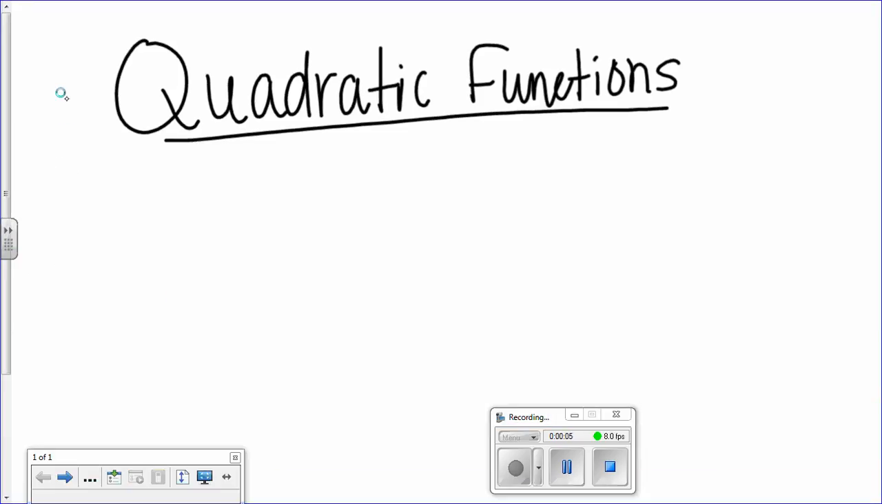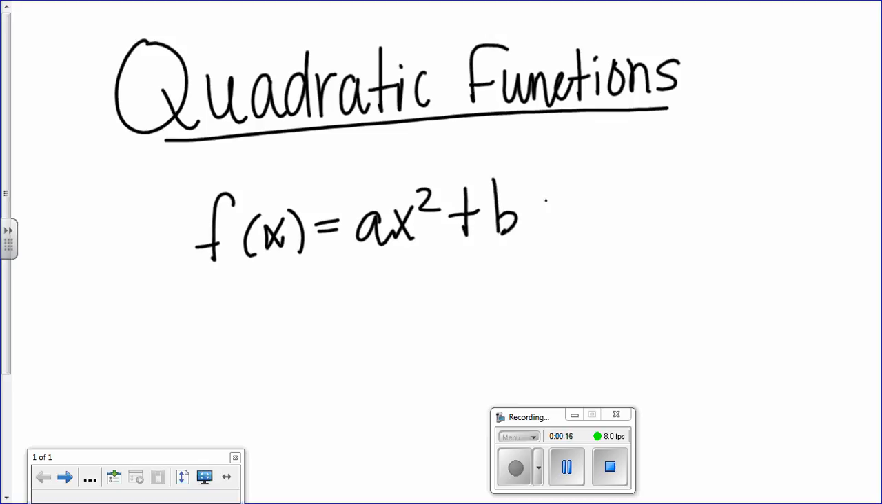A quadratic function is a function in the form of ax squared plus bx plus c. A doesn't equal 0. Any of those other numbers can be 0, but a can't be 0. So for a quadratic function, we have an x squared now. That's what makes it curved. Without that x squared, we just have a slanted line. Once we get the x squared in there, it starts curving.